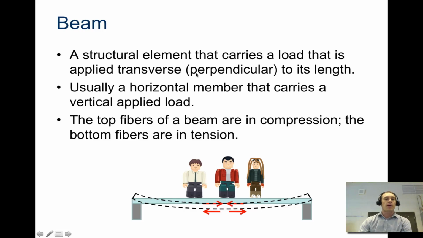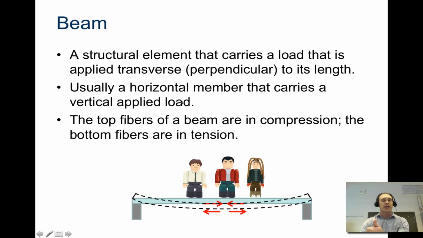All right, beam. So now back up to that word you wrote above, beam. Don't need to write all of these things down. Just listen in for a second. It's a structural element that carries a load that is applied transverse or perpendicular to its length. So you can see it's applying the load perpendicular to the length. The load goes down, but the length is left to right. So a beam is usually horizontal, and that's kind of one big thing.